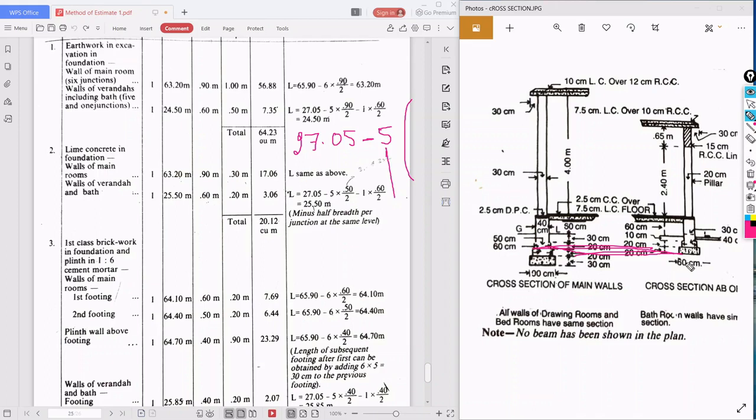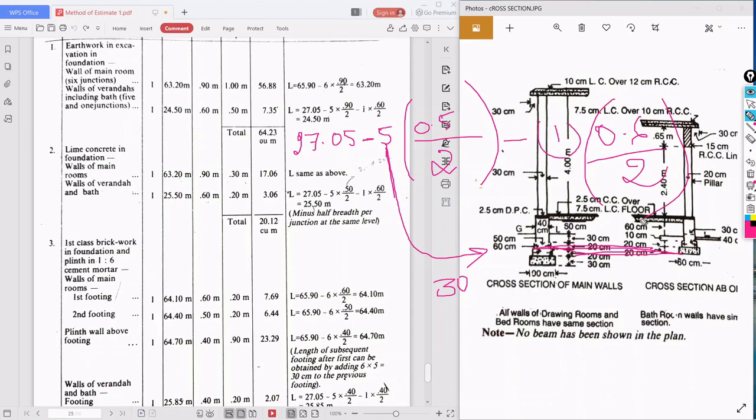So at this level, because it is concerned with the main wall, that is the 30 centimeter wall. So at the level of the foundation of this veranda wall, or this 20 centimeter wall, what is the width of the foundation in the 30 centimeter wall? That is 0.50, that is 0.5 by 2. Now again minus 1, this 1 is concerned with the 20 centimeter wall, so it is 0.6 by 2. So we'll get the answer as 25.50.